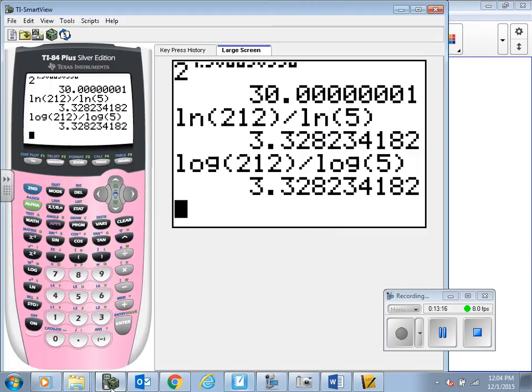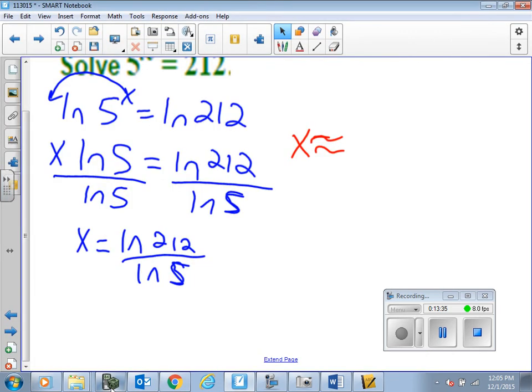we're approximating now. 3.328 or 9? Round to the nearest thousandth. Is that going to be 3.328 or 3.329? Yeah, so we're going to have 3.328. And it makes sense because you just said that we should be in between 3 and 4, which it is.